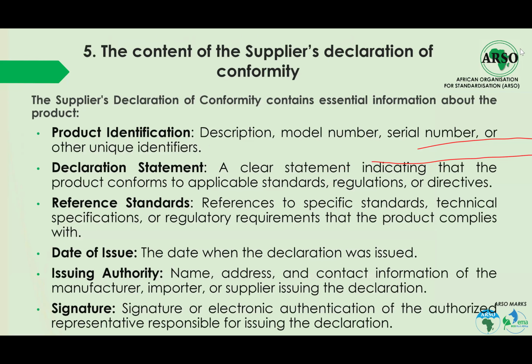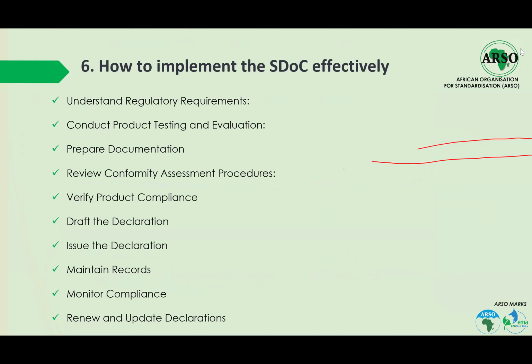Then how can we implement this supplier declaration form? You have first to know what the requirements of the standards of the regulation in place are. You have to conduct a test and evaluation. This is taking your product to a test laboratory to test and confirm that the requirements are okay.